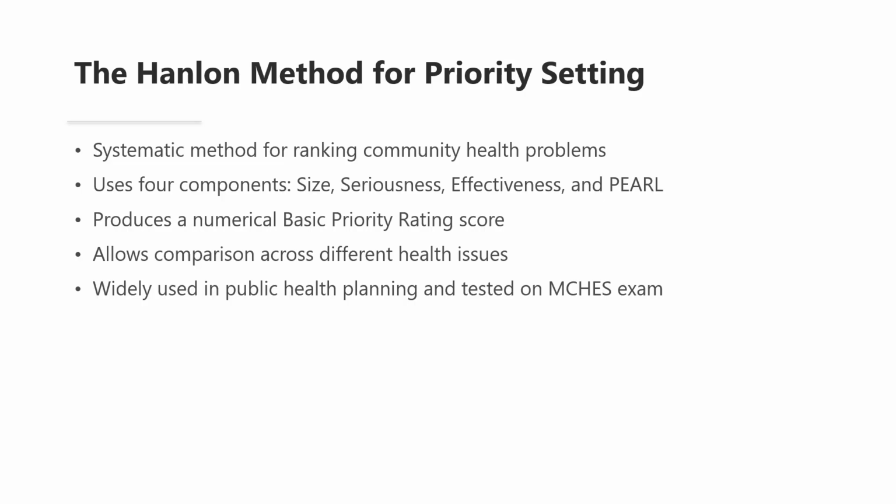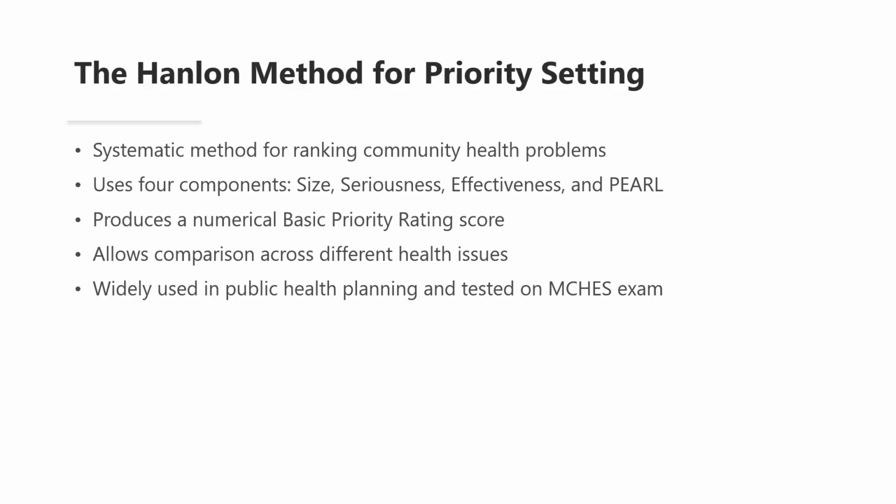The third component is effectiveness of available interventions. This asks whether proven solutions exist. A health problem may be large and serious, but if no effective interventions are available, it may not be the best use of limited resources. This component considers the strength of evidence for available programs, the feasibility of implementation, and the expected magnitude of impact.